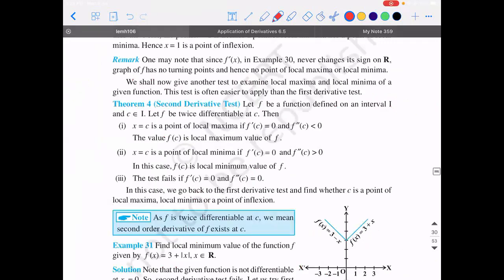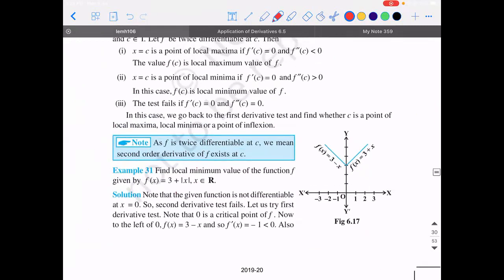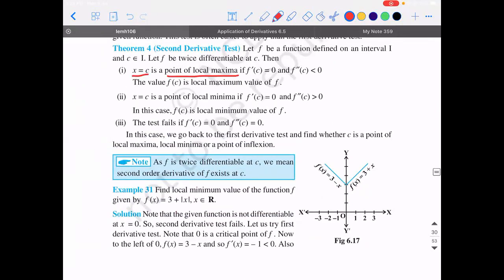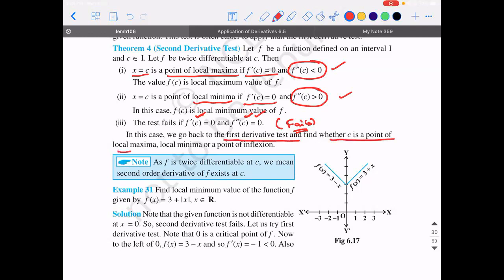Okay. Now, to answer your question, listen. At x is equal to C, it is a point of local maxima if f dash of C is 0 and f double dash of C is less than 0. Similarly, at x is equal to C, the point is called local minima if f dash of C is equal to 0 and f double dash of C is greater than 0. Suppose you get f dash of C to be 0 and f double dash of C also to be 0, then this test fails. The second derivative test fails. Then what we need to do is go back to the first derivative test and find whether C is a point of local maxima, local minima, or point of inflection. That is what you need to do. Rohan, I hope you got the answer. Tell me now.